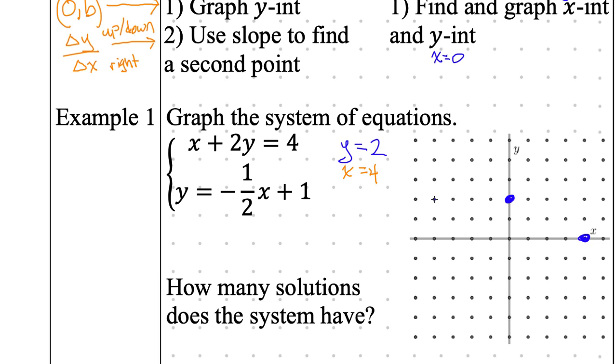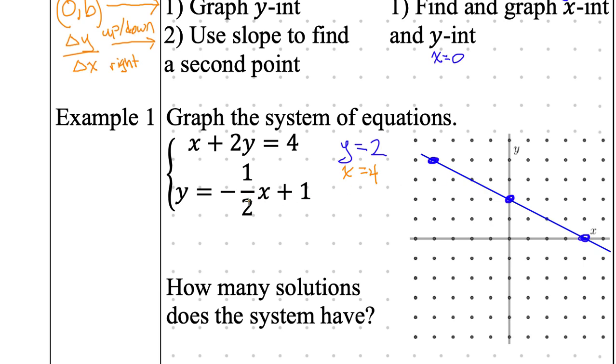1, 2, 3, 4 to the left and 2 up. So another point I could add is right here to make it a little bit more precise. And here is our line. Alright, so that's one line. Again, we need a second line to make it a system.